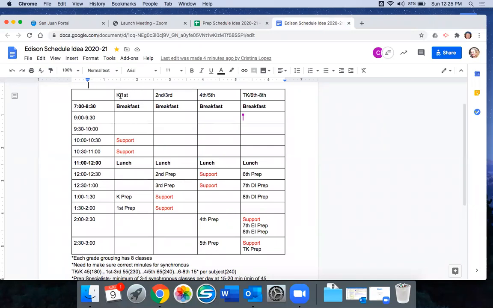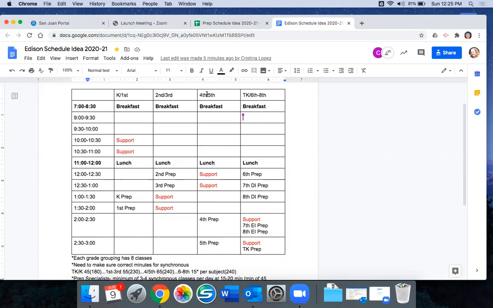So just keep in mind, this isn't a Monday through Friday thing right now. We just have some grade groupings at the top. TK is with middle school because it creates 8 separate classes, and each grade grouping therefore has 8 classes. So the basis for this is keeping it simple. We want it to have a support hour for every class. We want it to have a prep hour initially for every class.